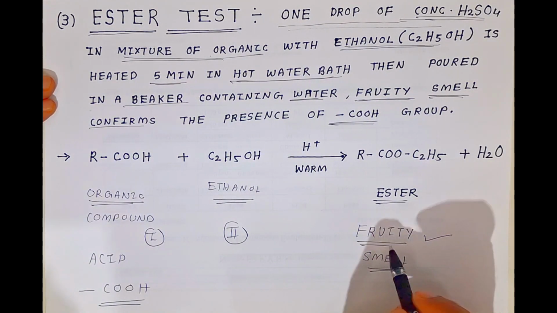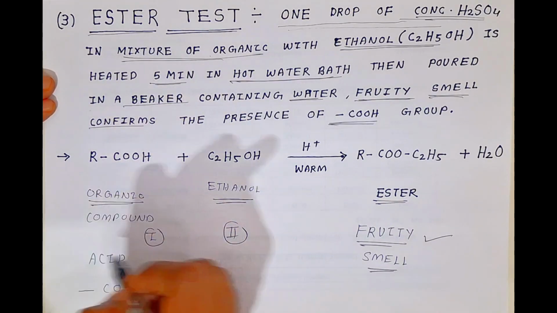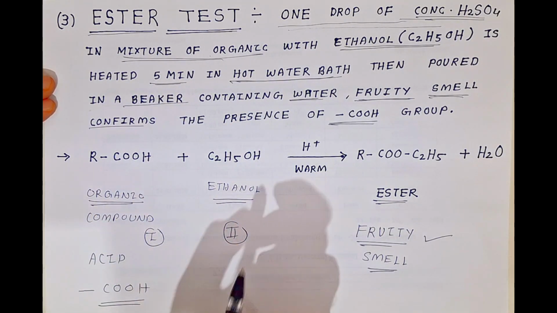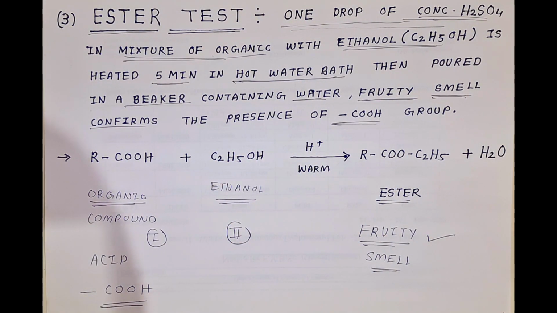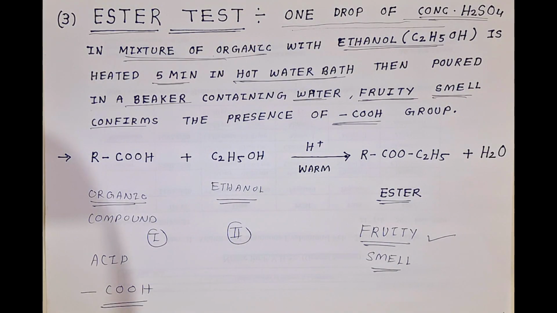Understand, if a smell is coming, that means the first reactant will be your organic compound. Here I am writing this organic compound. This organic mixture will have a COOH group. So this way, students, from this ester test you can identify the carboxylic acid group. Okay students, the COOH group is present. So these are very important reactions in the lab, students. With the help of this test you can identify the carboxylic group. This is very important, students.